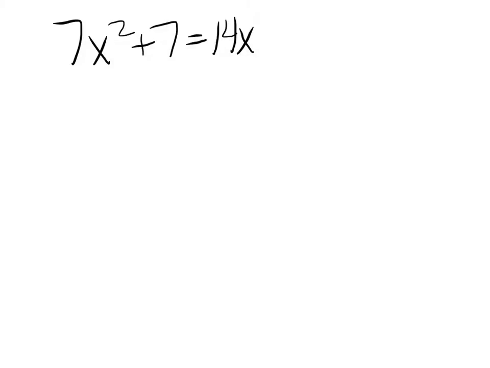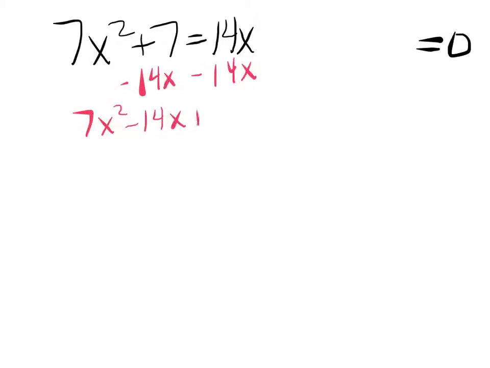Is this one ready to be solved by factoring? Not quite. Remember, we need equals 0. I don't have equals 0 in this case. I could get equals 0, though, just by subtracting 14x from both sides. So then I end up with 7x squared minus 14x plus 7 equals 0. So I'm ready to think about factoring.